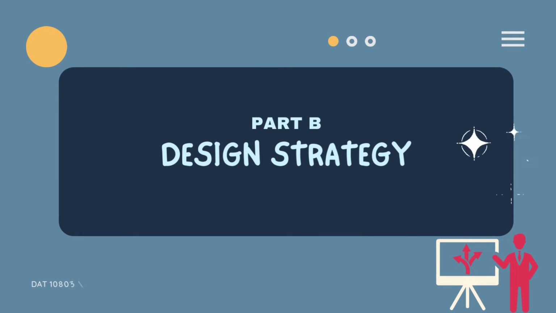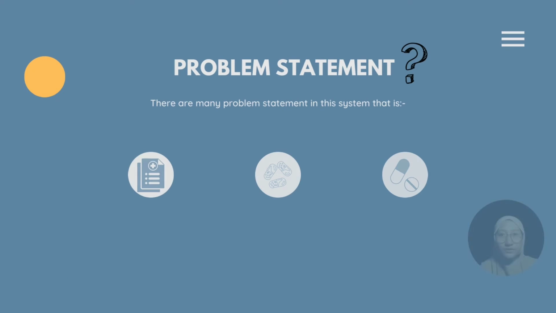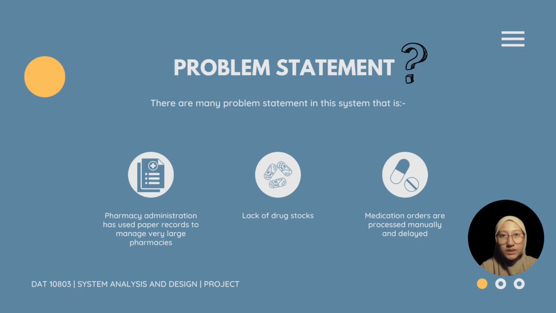Part B, design strategy. Thank you, Shifa. Next, I want to present the design strategy. Firstly, I will present the problem statement of the system. First, pharmacy administration has used paper records to manage very large pharmacies. This system also has a problem: a lack of drug stock, and large medication orders are processed manually and delayed.